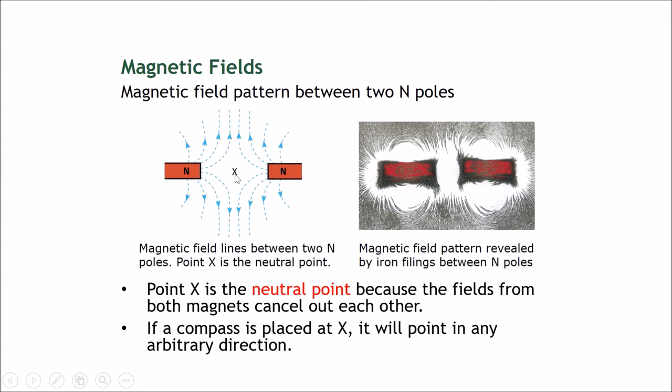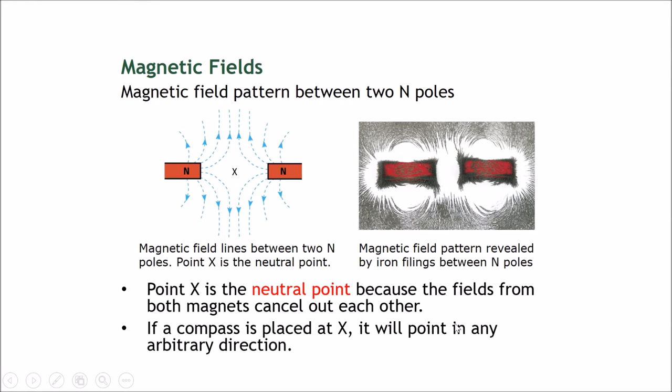At point X over here, you can see that there are no field lines going across, which means you can put a metal ball in here and it wouldn't budge. Point X is a neutral point because the fields from both magnets cancel out each other. So over here, a metal ball would not be attracted to either side, up or down. It will just stay there.